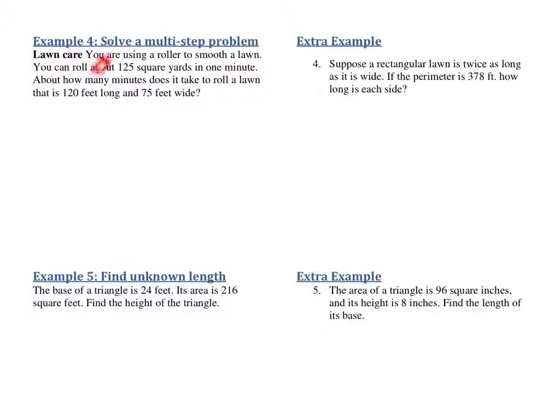So lawn care. You're using a roller to smooth a lawn. You can roll about 125 square yards in 1 minute. That's a rate. I better make a note of that one right there since that's a rate. I think that's probably going to mean something to us. So I can do 125 yards squared per minute.